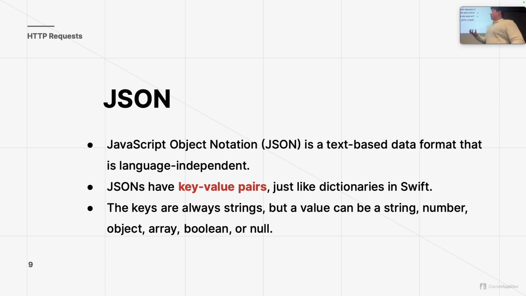So this is where JSON comes in, which stands for JavaScript Object Notation. It is a text-based data format that is language independent. Like before, it means that you can use this regardless of whatever language your software is in. Like dictionaries in Swift, JSONs have key-value pairs. The keys are always strings, but the values can be anything, ranging from numbers, arrays, objects, booleans, or any sort of type that you have there.